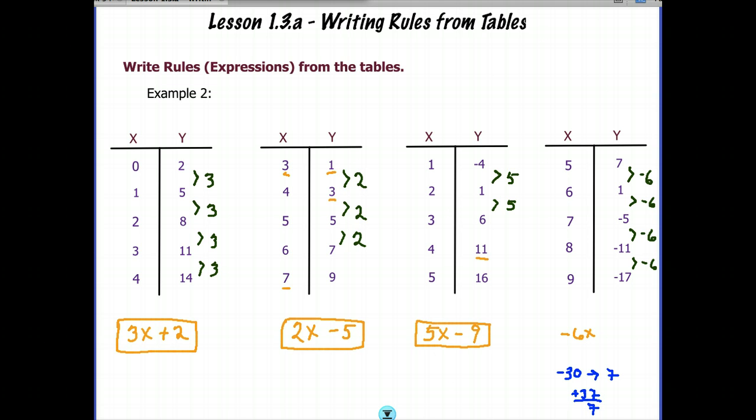So let's add that to our rule and check it and make sure it works. So we would add a positive 37 and see if that's our rule. So let's try another number. Let's try 6. Okay, -6 times 6 is going to be -36. What happens when you take -36 plus 37? You get +1, which is what we were supposed to get. So this is indeed going to be our rule.